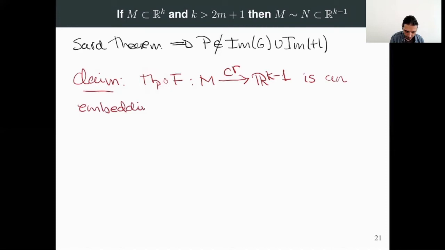But we know that proper injective immersions are embeddings. And our map is always proper because the domain is compact. So we need to show that this composition is indeed an injective immersion. So let's go. Let's prove first that the composition is injective.